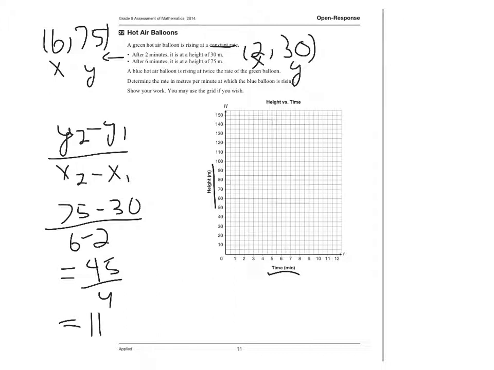which will give me 11.25 meters per minute. And this is the green. This means the blue will be 22.5.